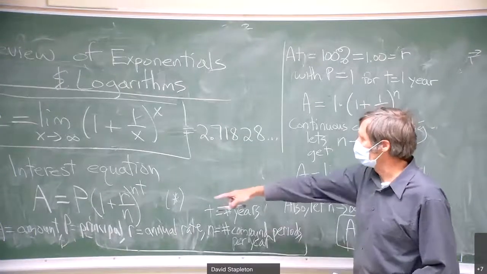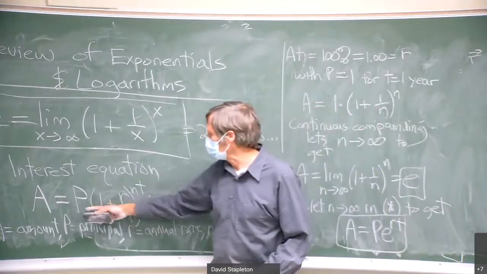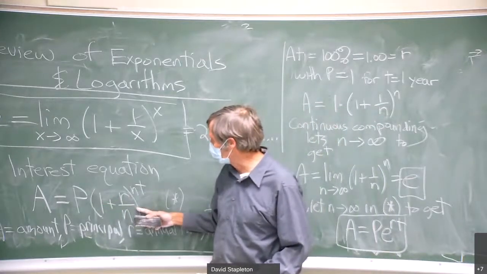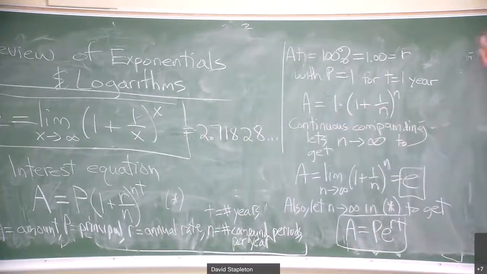It's a nice formula. See, it's all online, I guess. For compounding with n periods per year, if you let n go to infinity, you get Pe^(rt), the continuous compounding formula. So e is kind of an important number. Lots of applications. Comes up like that.